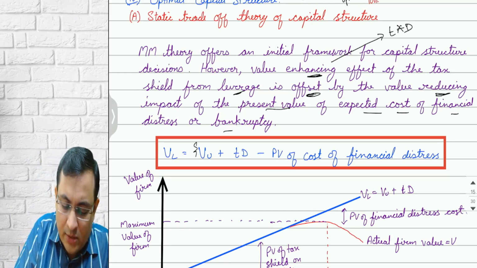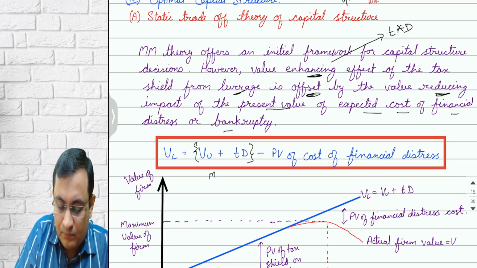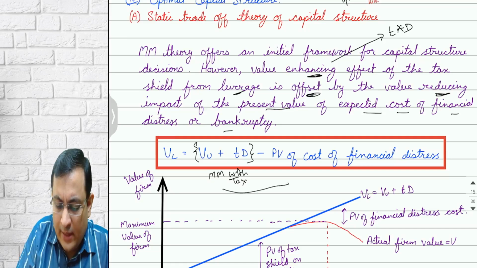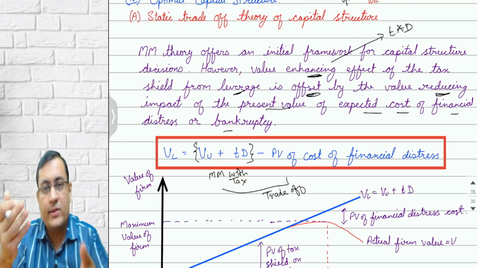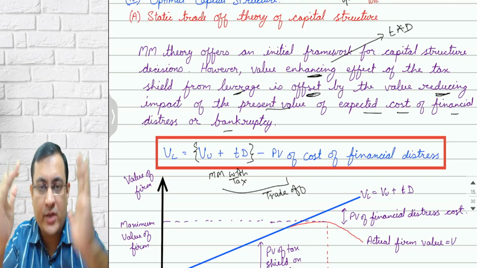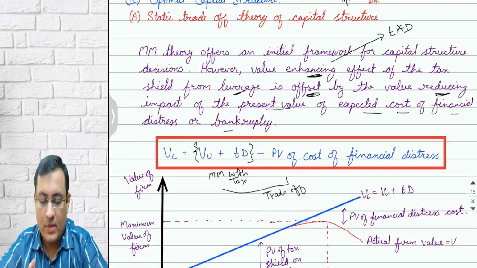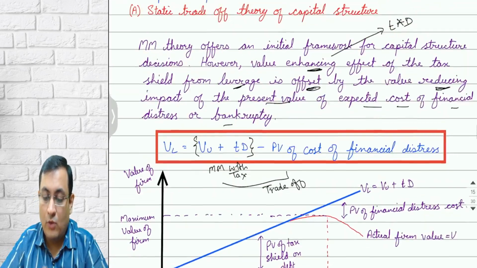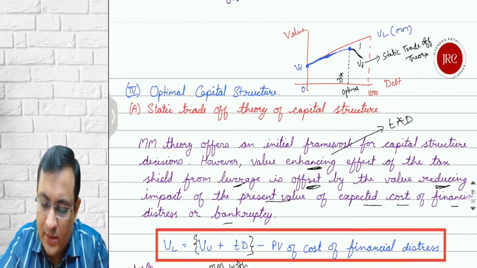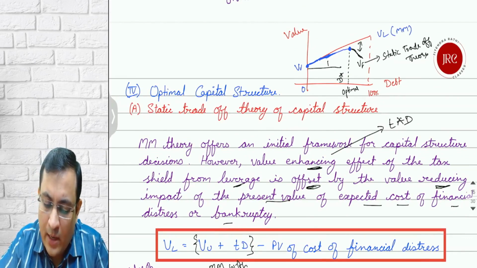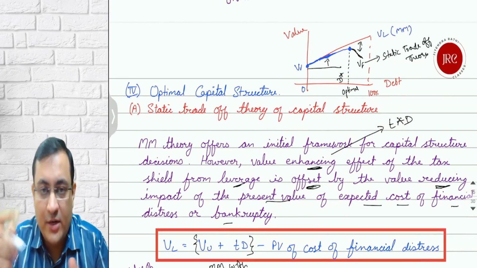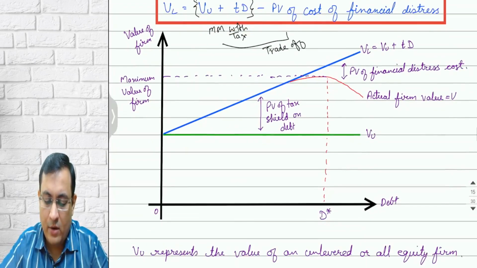So till here it was MM with tax. As soon as you increase this, it becomes trade-off theory. You have to trade off, you have to balance the benefit with the extra cost. So what is this reduction because of? This reduction is because of the cost of financial distress. Why is this going up? This is going up because of the tax shield on interest. So that is what we already have in this graph.